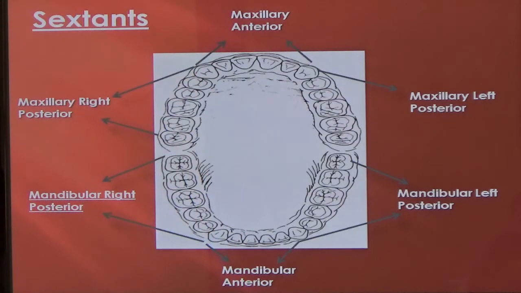Does that make sense? So it's divided up into 6, upper right, upper left, and anterior. And then lower right, lower left, and anterior. Whereas the quadrant is just upper right, upper left, lower right, lower left. Clear as mud?